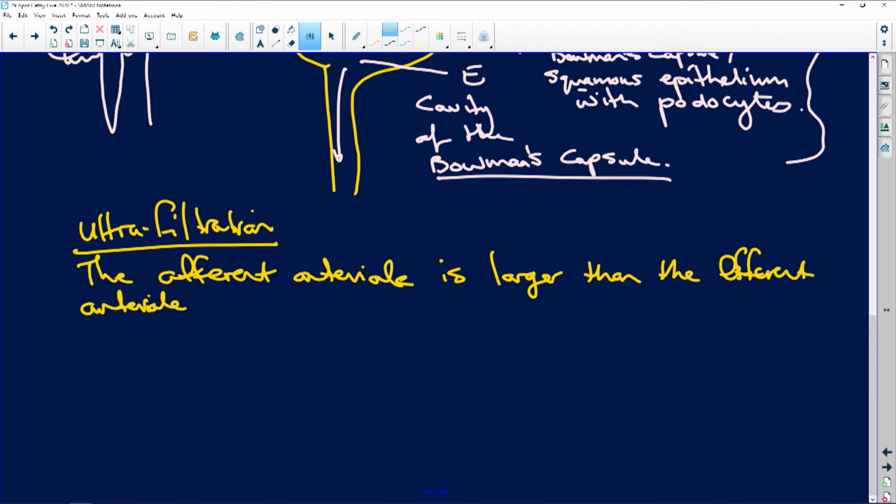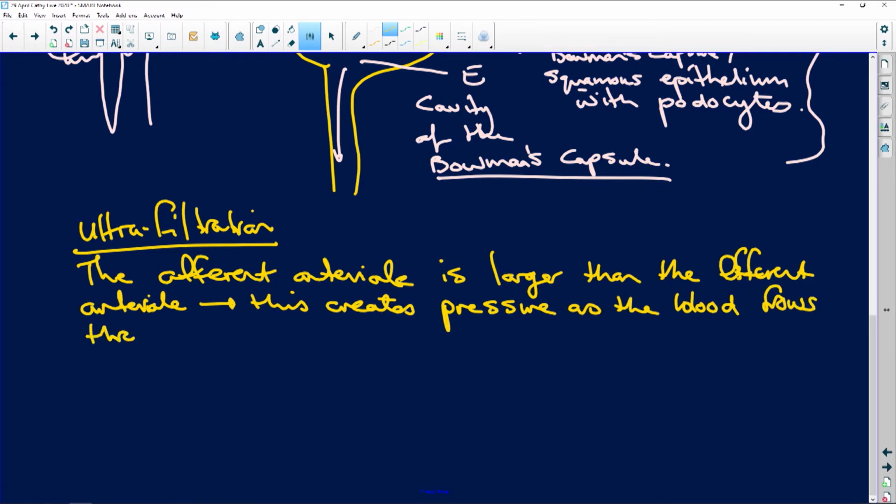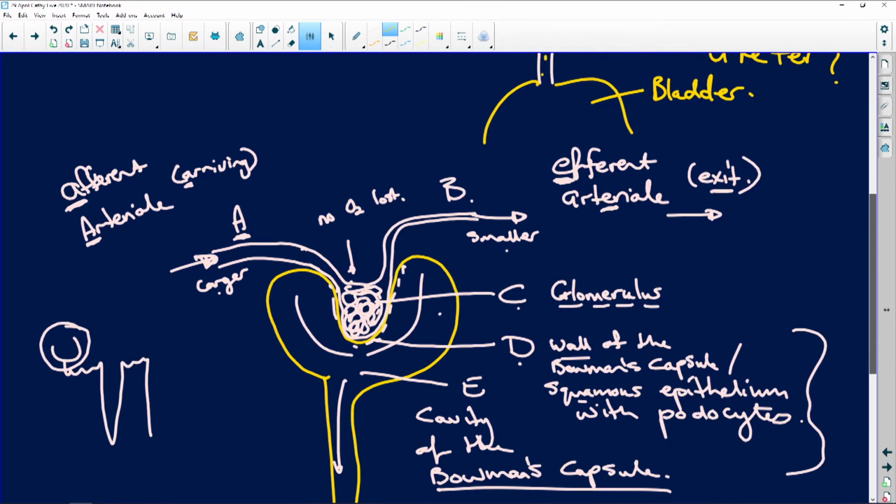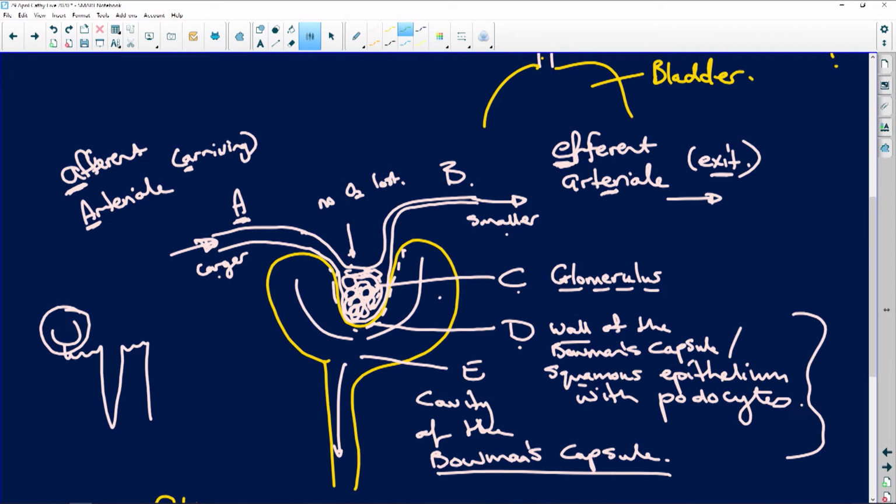Okay, and what does this do? This creates pressure as the blood flows through the glomerulus. All right, so let's just look here. Let me explain it. Okay, we've got the blood coming in here. Okay, and here the blood goes and it's wide. So this is large, it's bigger. And this end is smaller.